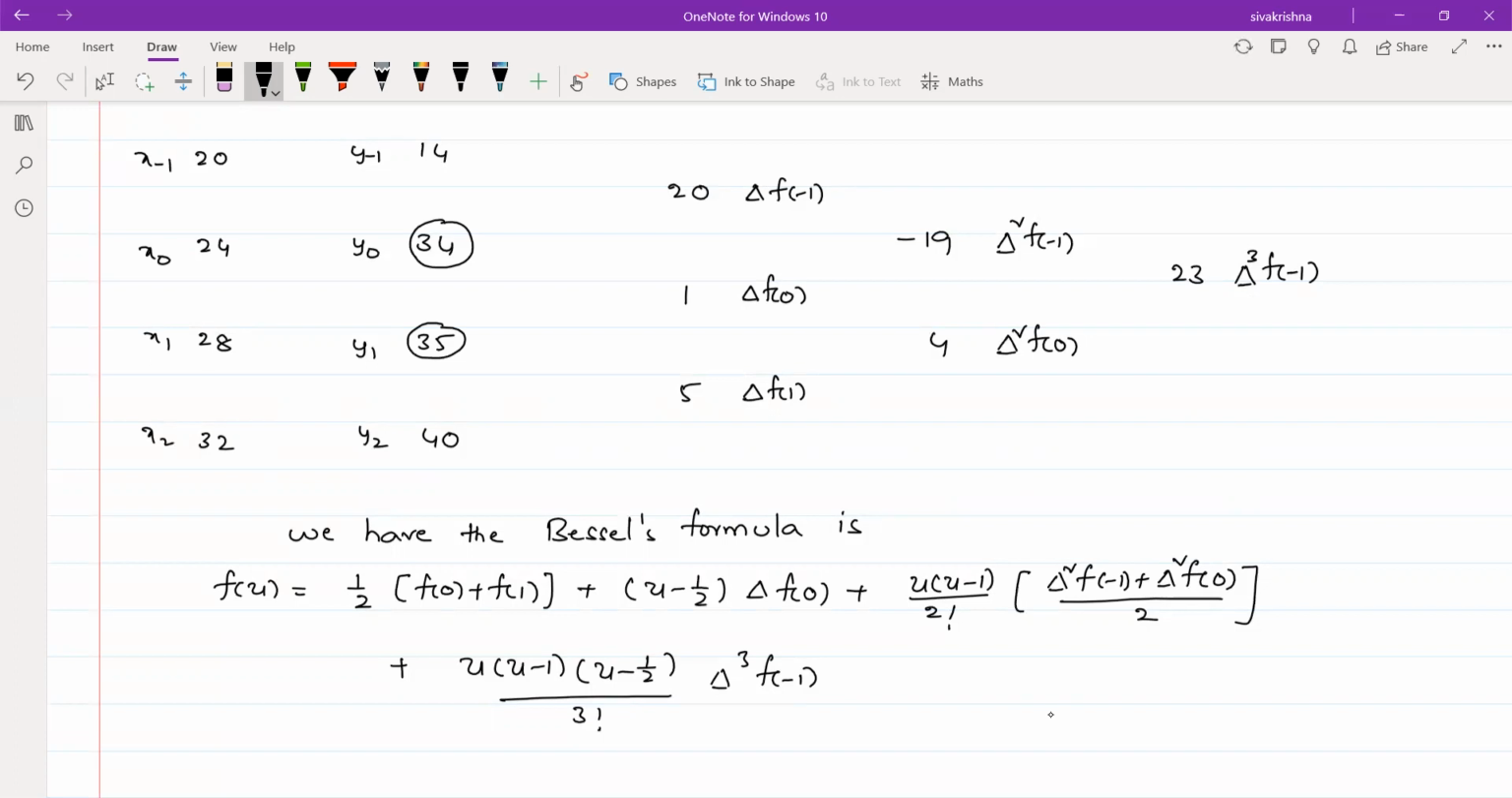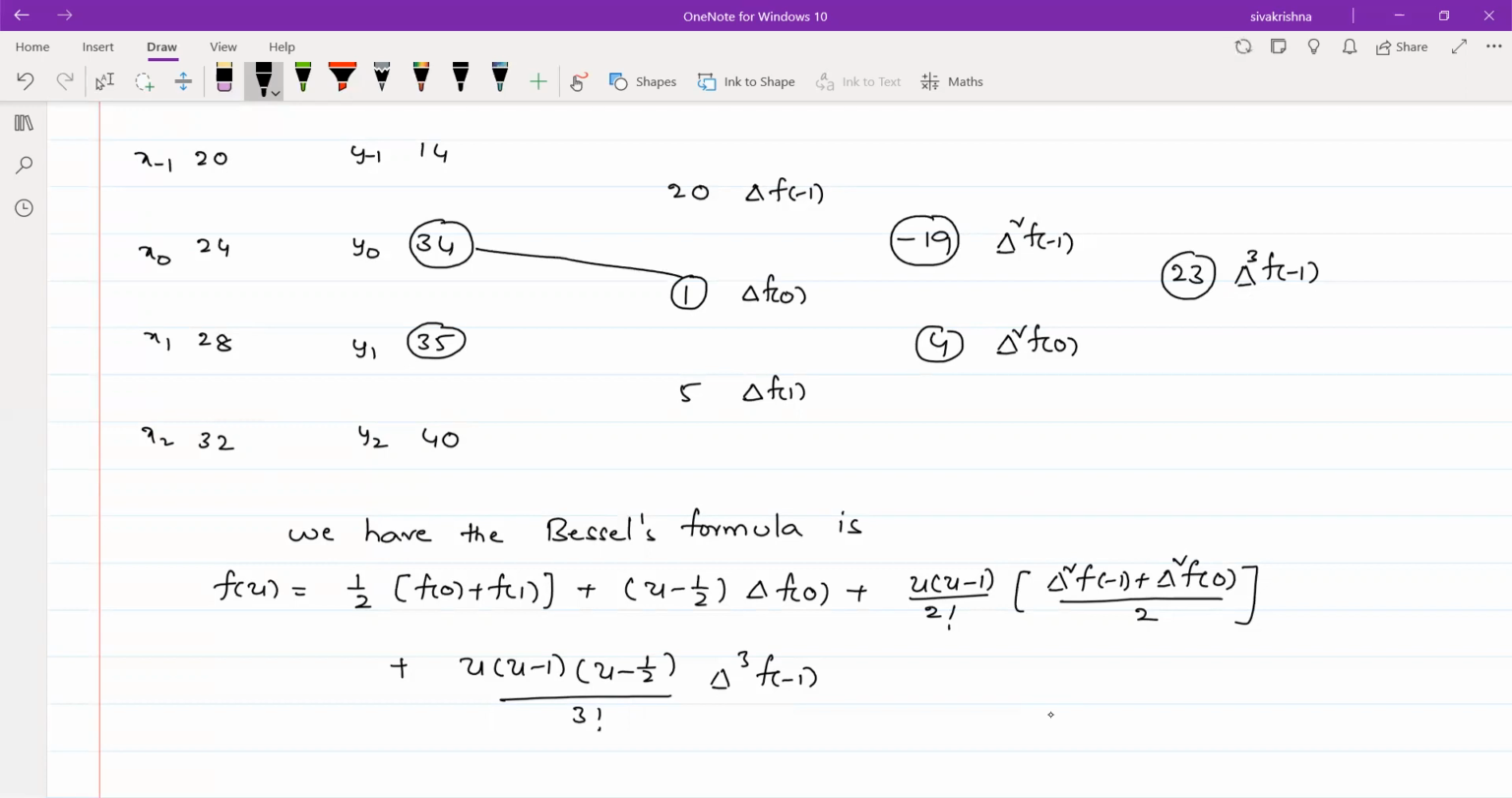After that we require delta f of 0. So delta f of 0 is 1. After that we require delta square f of minus 1 and delta square f of 0. So the values are minus 19 and 0. And finally we require delta cube f of minus 1, and delta cube f of minus 1 is 23. So immediately after rounding the values, we have to draw the arrow marks.